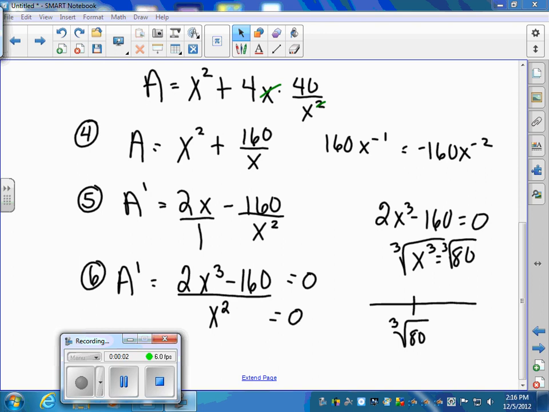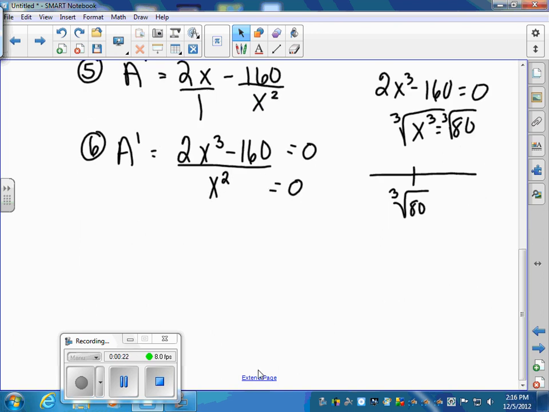Okay, let's pick up where we left off yesterday. We had taken our derivative, got the equation to one fraction, and found our critical point to be the cube root of 80. I'm going to leave it in that form, although if we were on a calculator part of the test, you could use your calculator to find that value.